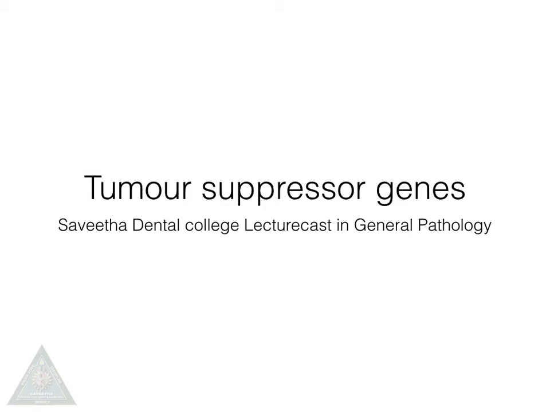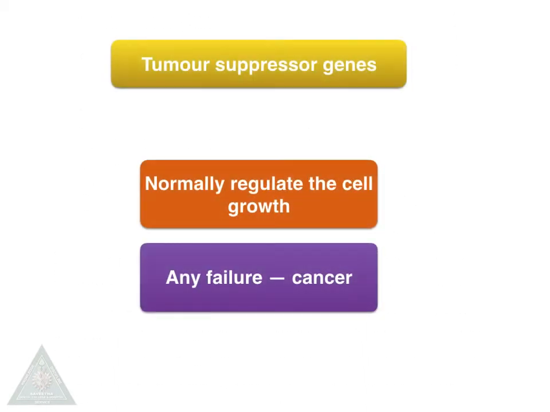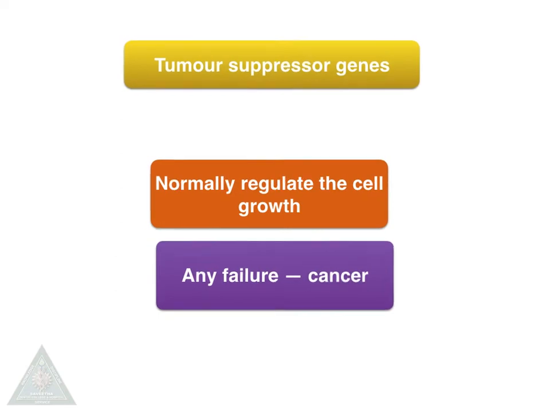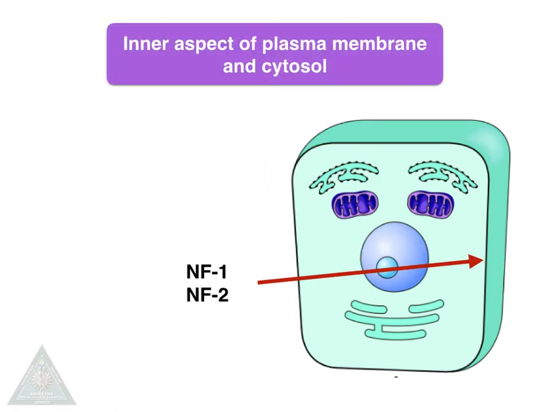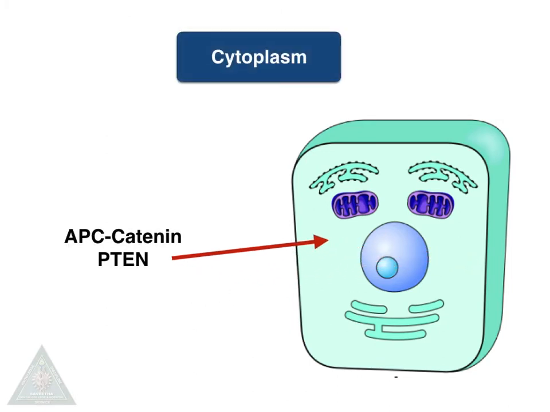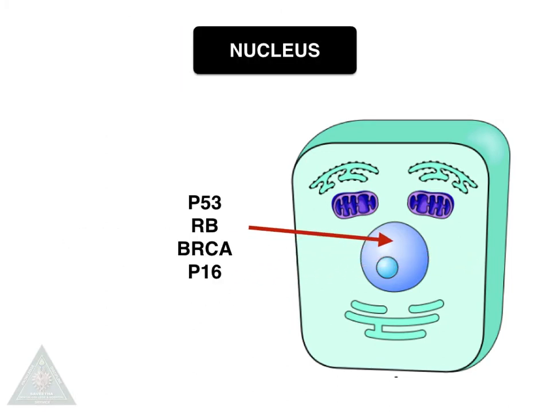The topic of discussion is tumor suppressor genes. The tumor suppressor genes normally regulate cell growth. Whenever there is a failure in this growth regulation, that causes development of cancer. According to the site of presence, the tumor suppressor genes are divided into cell surface genes, inner aspect of the plasma membrane, cytosolic genes, cytoplasmic genes, and nuclear genes.